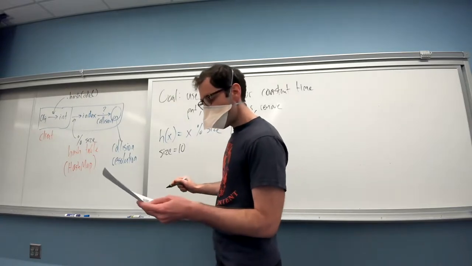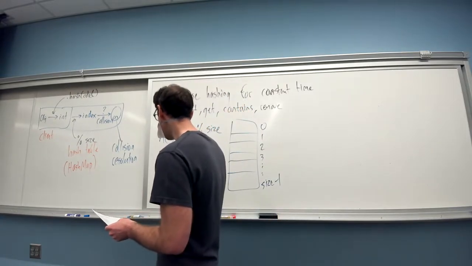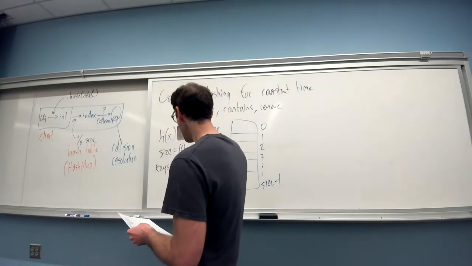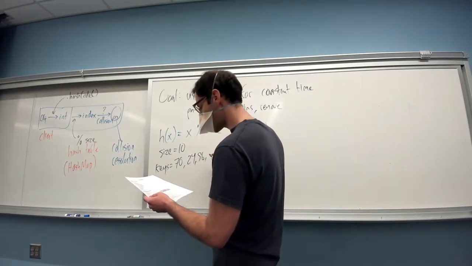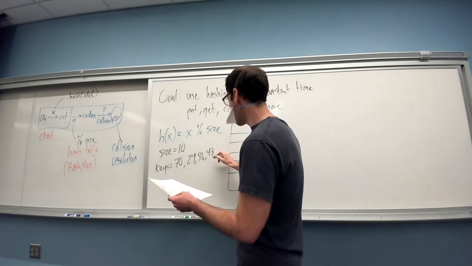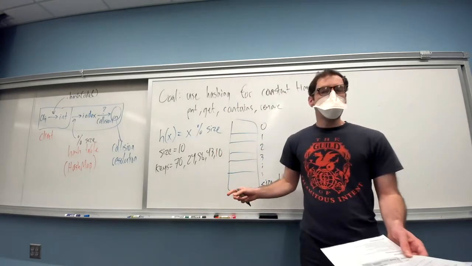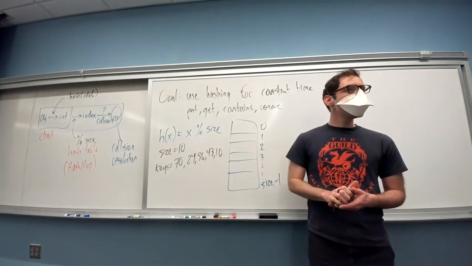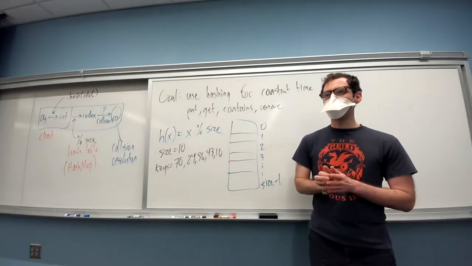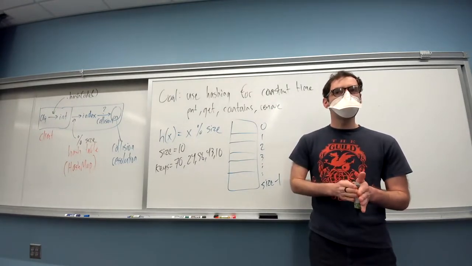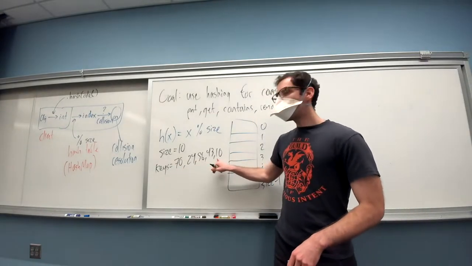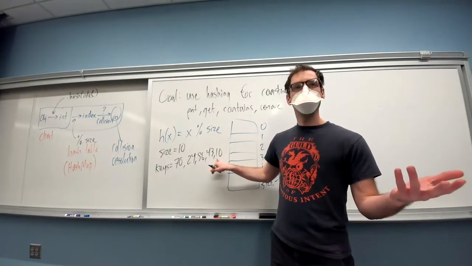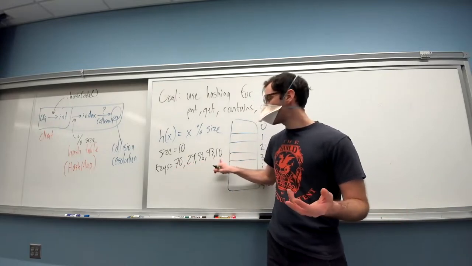But imagine size equals 10, and we have keys 70, 24, 56, 43, and 10. Would any of these keys collide? If so, which ones? 70 and 10. Yeah, 70 and 10, both going to be 0 mod 10. So these two keys would collide.